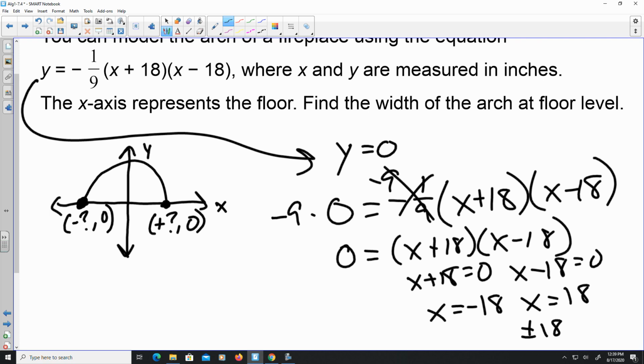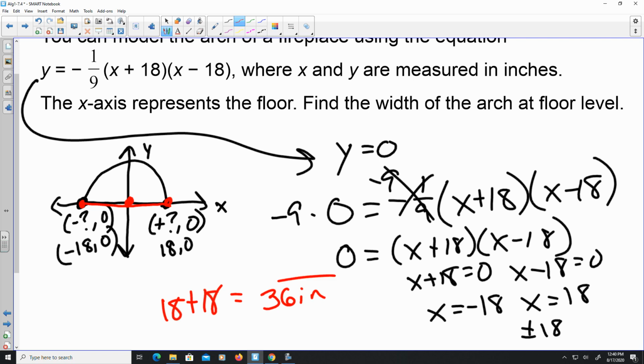So that means that on this side of the intersection of the x-axis, it would be 18 comma 0, and over here it would be negative 18 comma 0. But now they want you to figure out the width. So the width is going to be this distance here. From here to here is 18, and then here to here is also 18, so it's essentially going to be 18 plus 18, which means you're going to have a width of 36 inches.